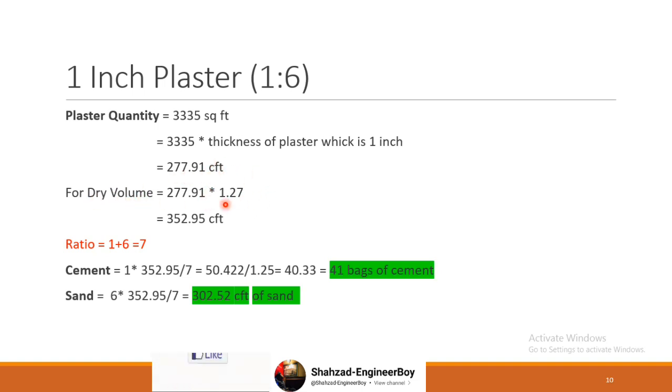Same for dry volume. For dry volume of plaster you multiply it by 1.27 as already stated, and you get the quantity 352.5 cubic feet. Same process. Cement is contributing 1 part, sand is contributing 6 parts. By this method, 1 by 7, multiply the quantity and you get 41 bags of cement. Same, divide by 1.25 as 1 bag of cement is 1.25 cubic feet, and you get this value. For sand, it is contributing 6 parts of the total quantity, and you get the quantity of 302.52 cubic feet of sand. This was very easy.